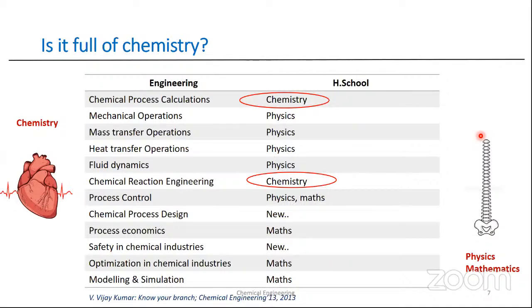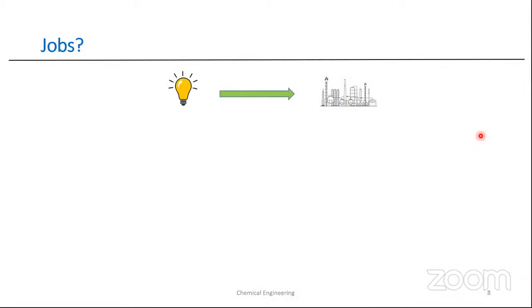But the core part, or the central part, is the chemistry. You're engineering the chemistry, and chemical engineering is for the large scale production of chemicals. Then jobs. So that's the most important question. So here you can see what we are trying to do. We are trying to convert an idea into a real plant, a real production plant.